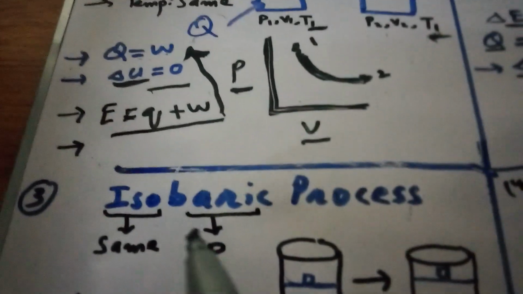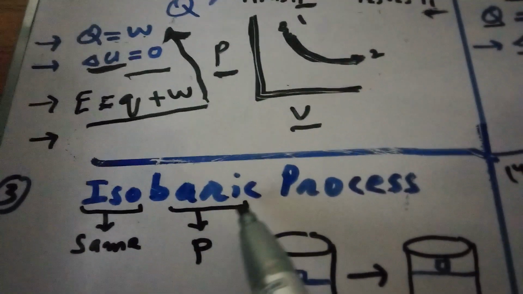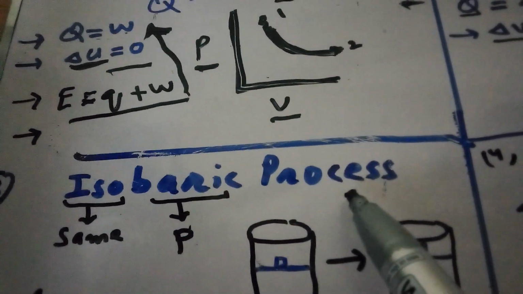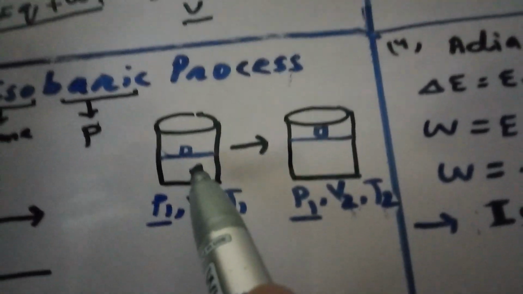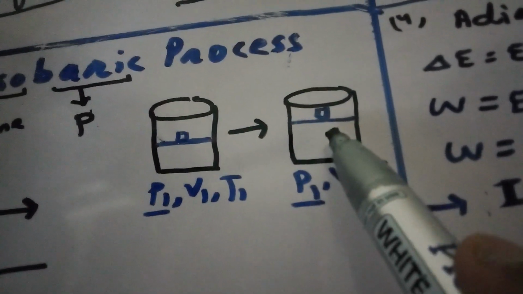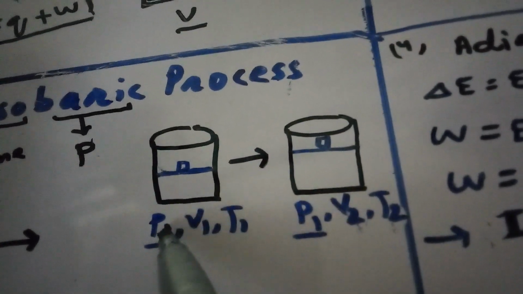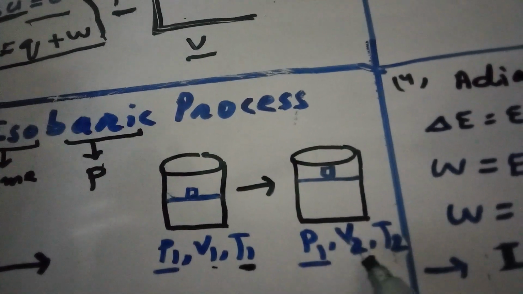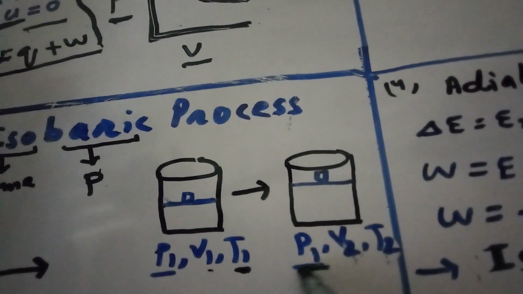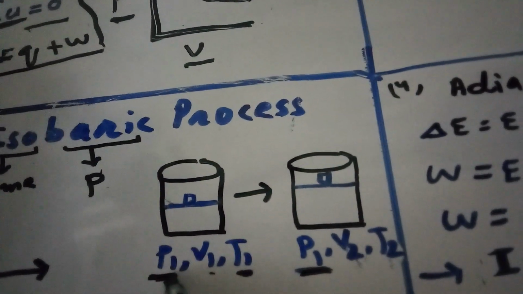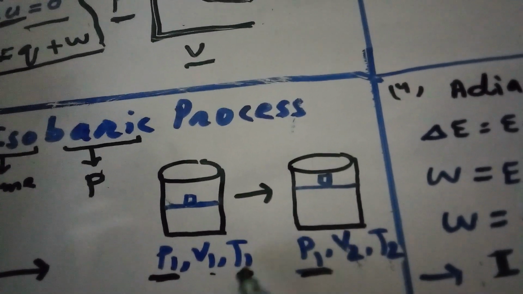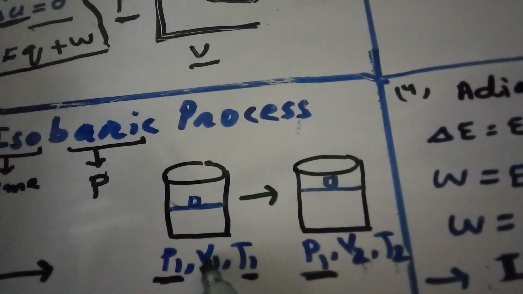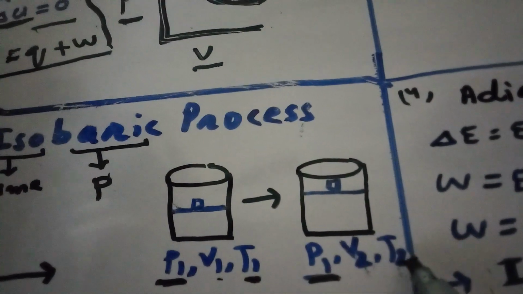We have the third thermodynamic process, the isobaric process. Iso means the same, baric means pressure. Again we have two containers. This is pressure P1, volume V1 and temperature T1. The pressure here is P1 and the pressure there is also P1; the pressure is the same and not changing. The volume changes from V1 to V2, and the temperature from T1 to T2.